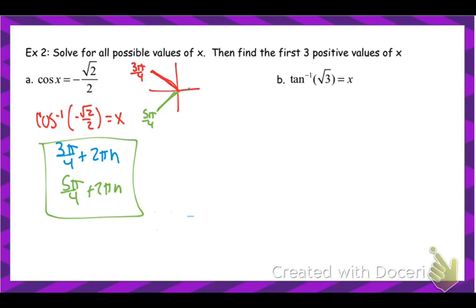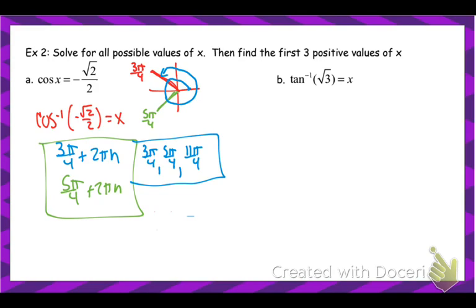So if I start at 0 and I go around, I hit 3 pi over 4. That's my first one. I keep going. I hit 5 pi over 4. I keep going, and then I hit 3 pi over 4 again after making that full circle. So that third value would be 3 pi over 4 plus 2 pi. So 3 pi over 4 plus 8 pi over 4, which would be 11 pi over 4. And those are those first three positive values.